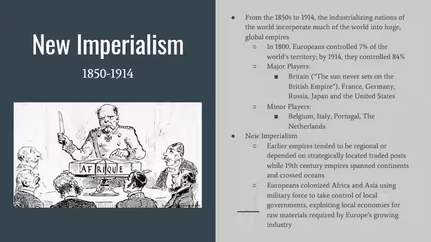The way that Europeans were able to colonize places like Africa and Asia was by using military force to take control of local governments, exploiting local economies for raw materials that were required by Europe's growing industry, and imposing Western values to benefit these quote-unquote backwards colonies.